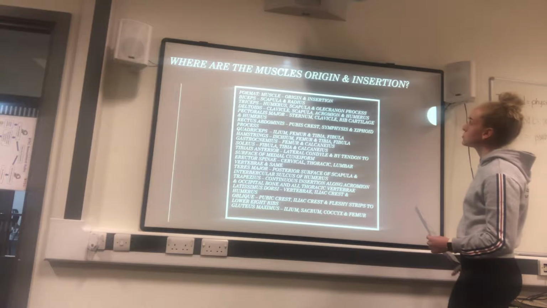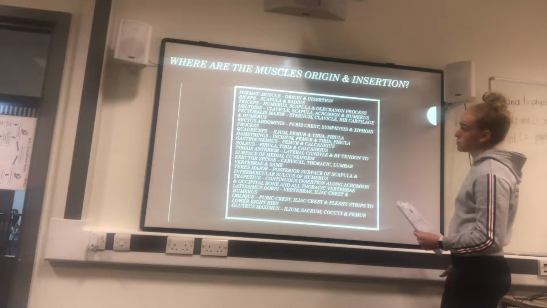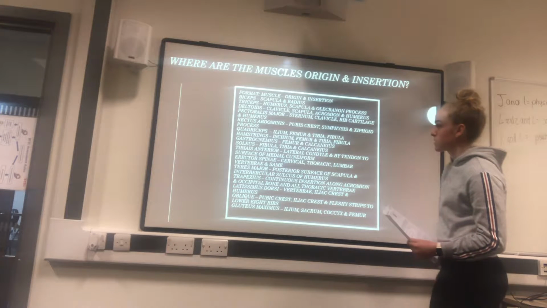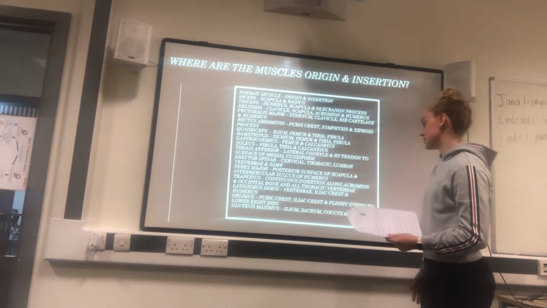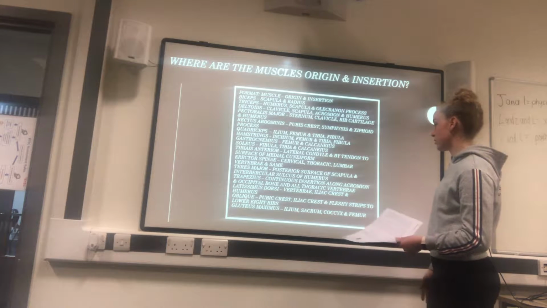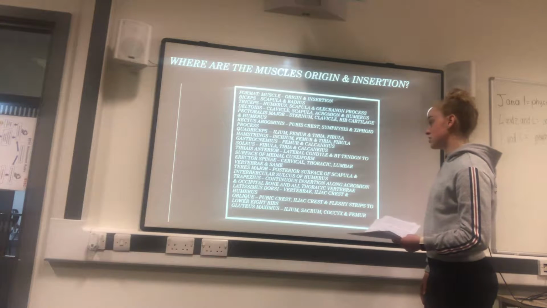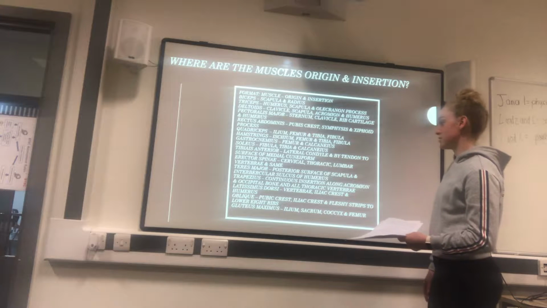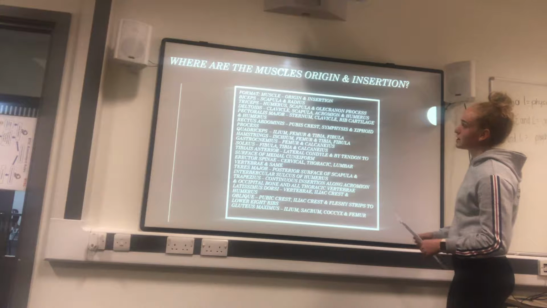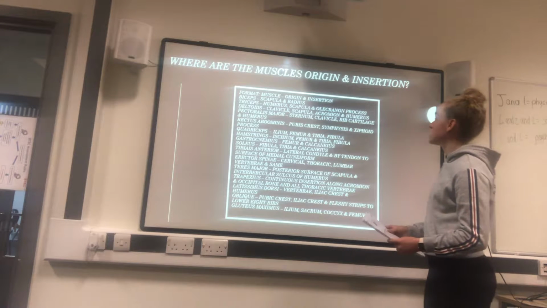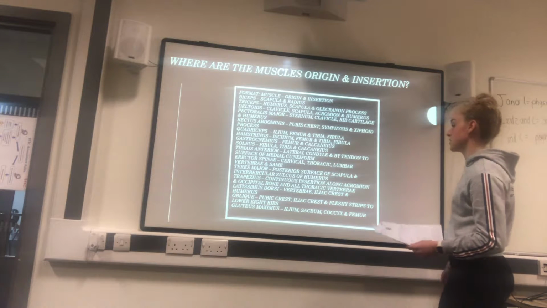What are the muscles' origin and insertion? So the teres major origin is the posterior surface of the scapula, and its insertion is the intertubercular sulcus of the humerus. The biceps origin is the scapula, and its insertion is the radius. Next.